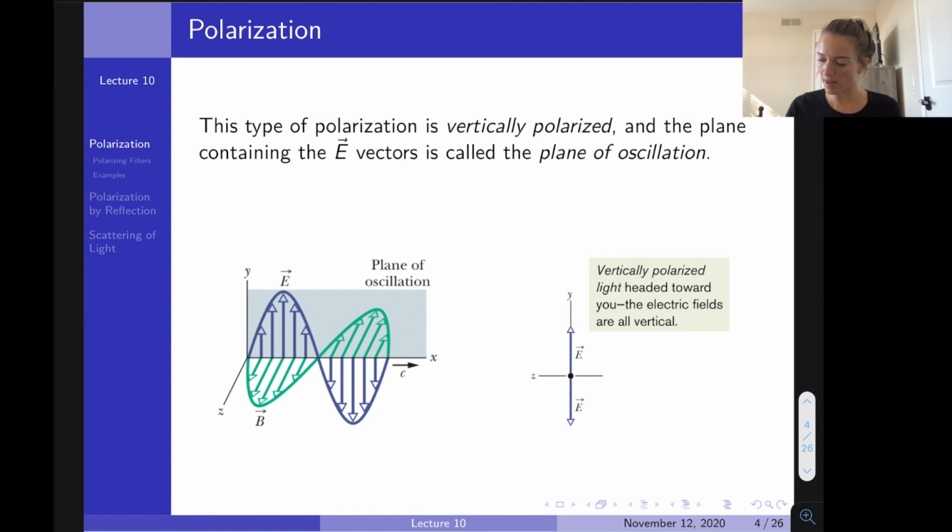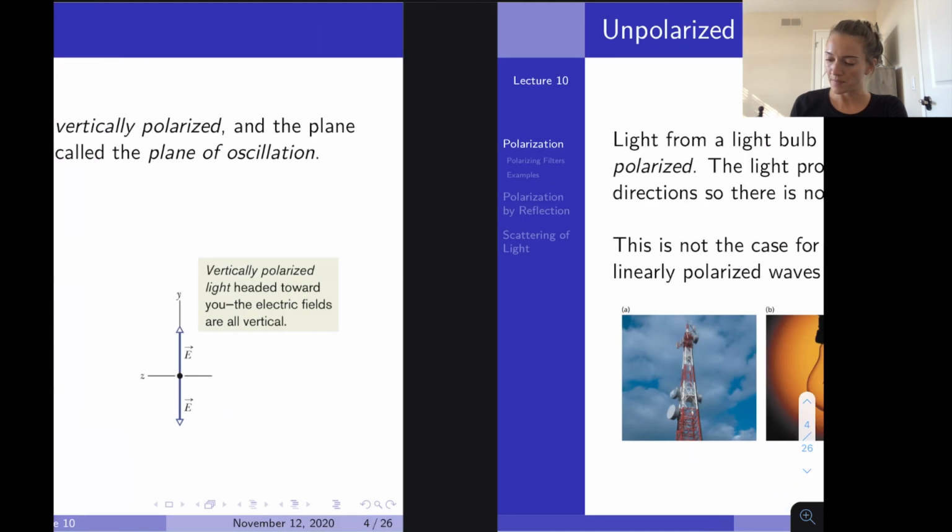Okay, so here we have just a picture. In this case, you can see that our electric field is oscillating in the y direction. As we just had in the previous slide, this is polarized in the y hat or the j hat direction. And the plane of oscillation right here is just the YX plane, because it's oscillating in the y direction, but moving down the x direction. So the YX plane here is just the plane of oscillation.